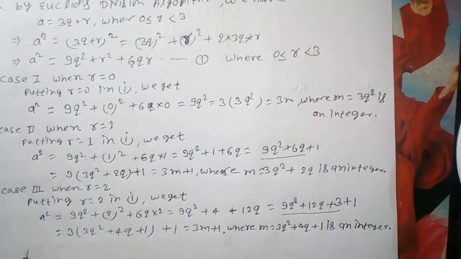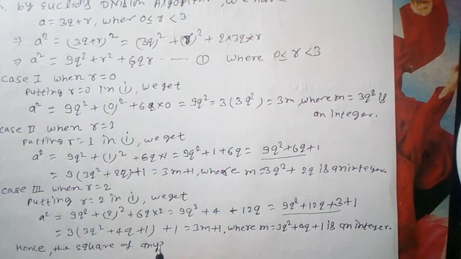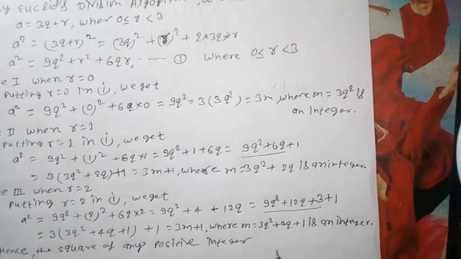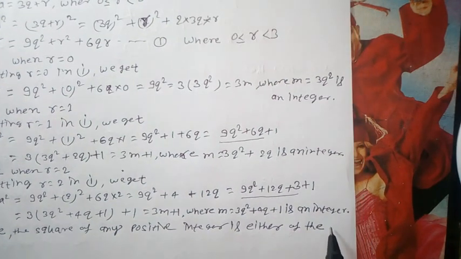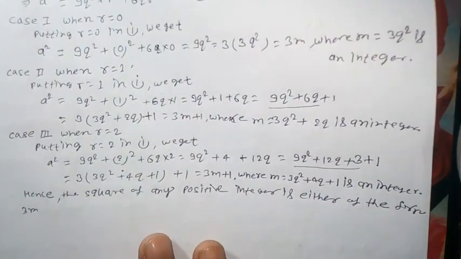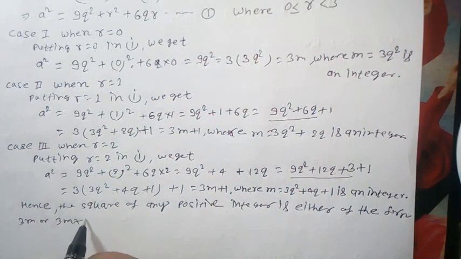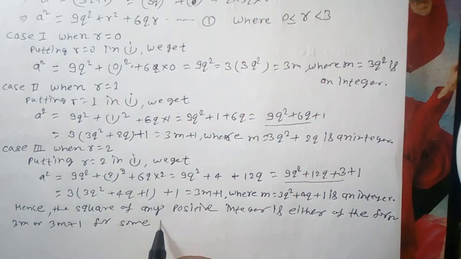Hence, the square of any positive integer is either of the form 3m or 3m plus 1 for some integer m. Proved.